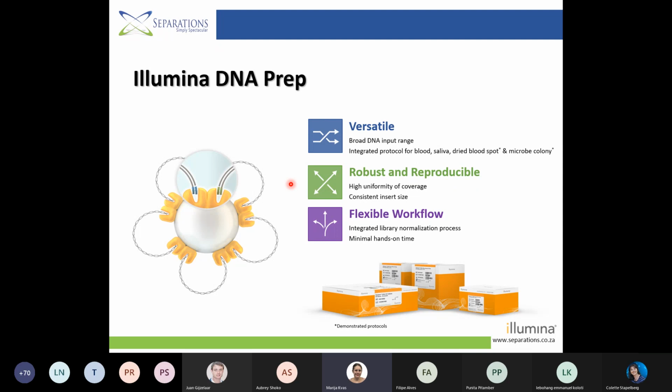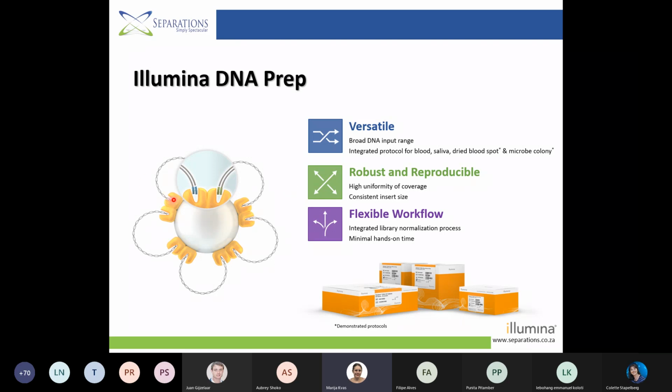And those adapters, for those of you that joined us in the previous webinar sessions, we went into a little bit more detail about what the adapters are. But very briefly, adapters allow us to actually bind to the flow cell for the DNA to be able to be sequenced through Illumina technology, right?